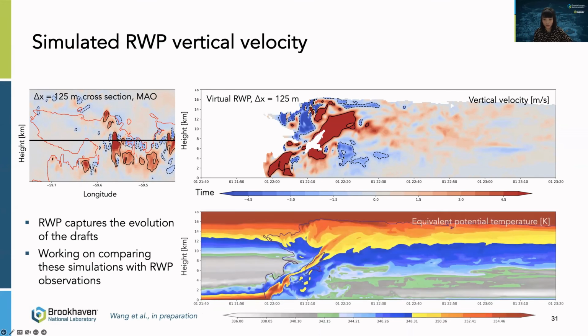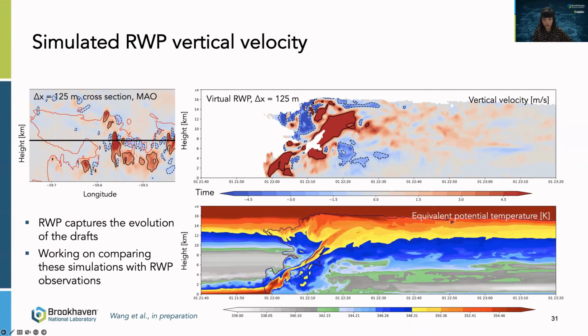It's more clearly seen from this theta E field. You see we transport the higher theta E air with the updrafts all the way to the upper troposphere. So we are very excited about these results. We are still simulating some of the SGP cases. In the following studies, we are going to compare these simulations with the radar wind profiler observations and focus on downdraft properties.